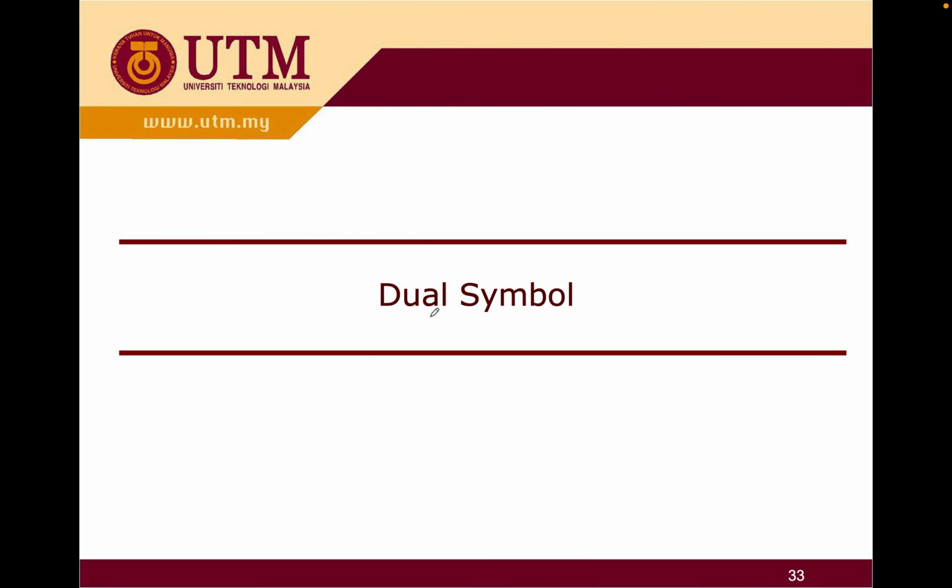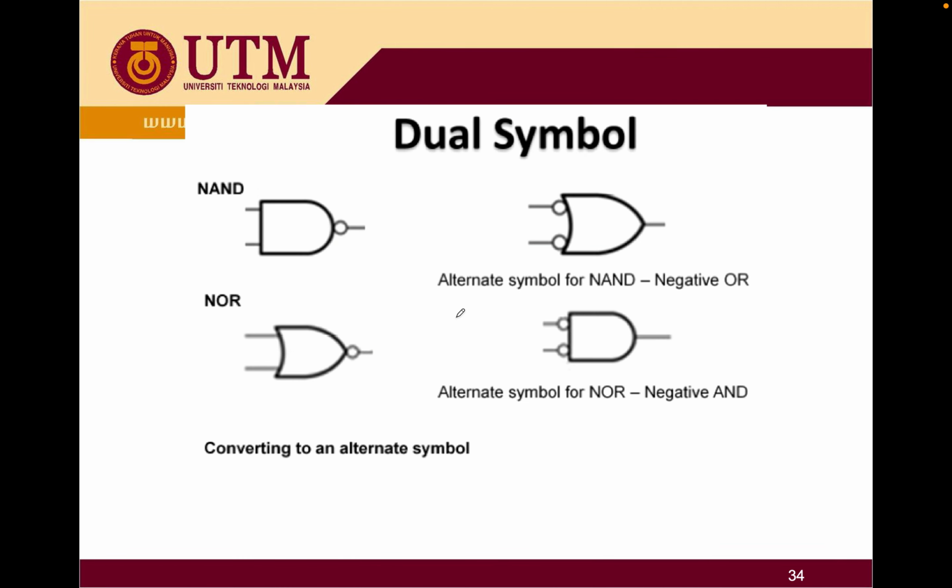touch or learn before. It is a dual symbol. What is the meaning of dual symbol? So here is an example of a dual symbol. When you have a NAND gate, a NAND gate is basically similar to an OR gate, but you have the negative in front. So the alternate symbol for your NAND is this one.